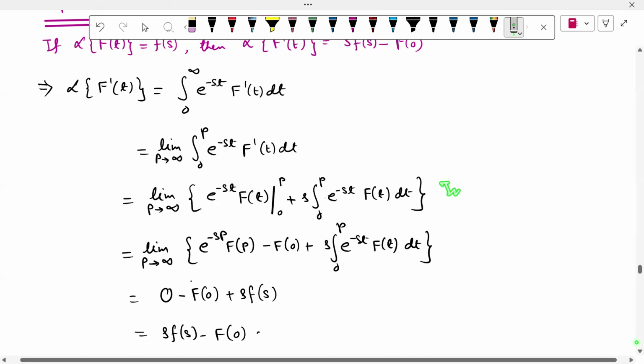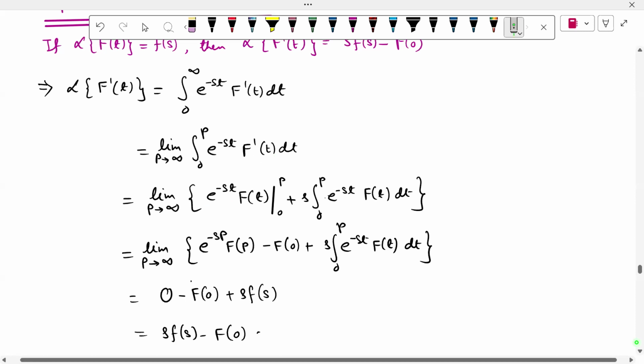So use that formula of integration by parts. What would you get? You keep e to the power minus st as the first function, and f dash t is your second function. The first function is fixed, so e to the power minus st is fixed. Now integrate f dash t. What would you get? The integration of f dash t becomes simply f(t), because integration and derivative are the inverse of each other, and the limit will be 0 to p.